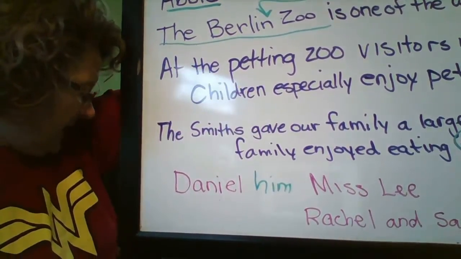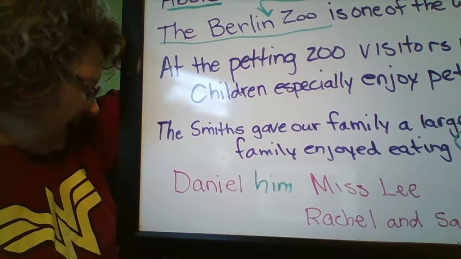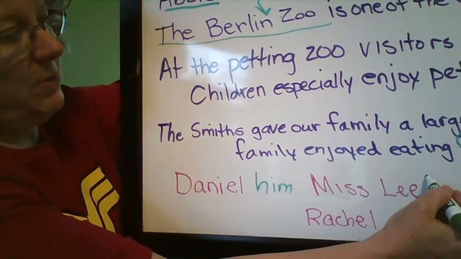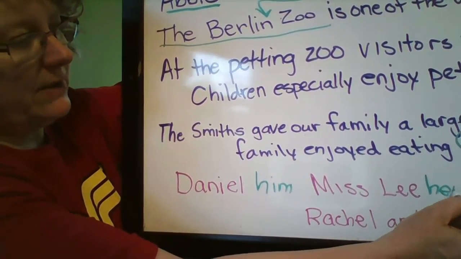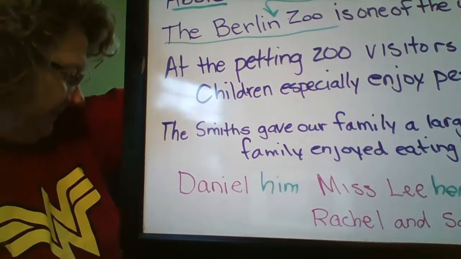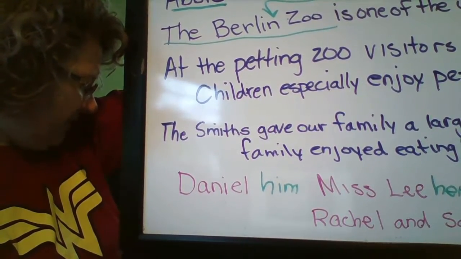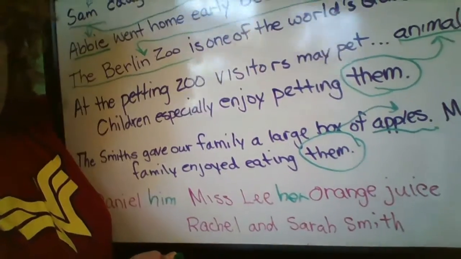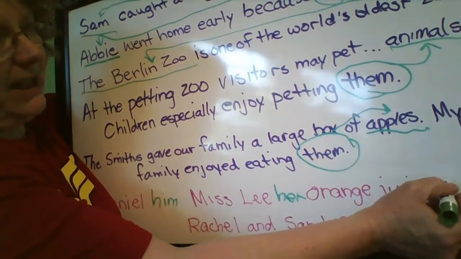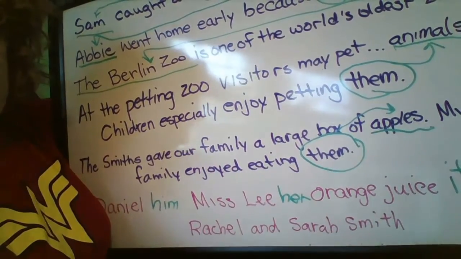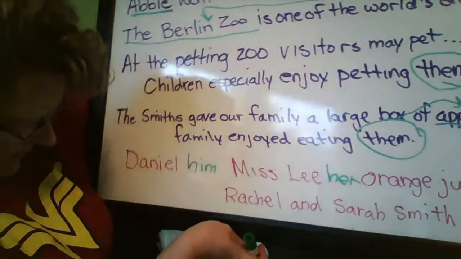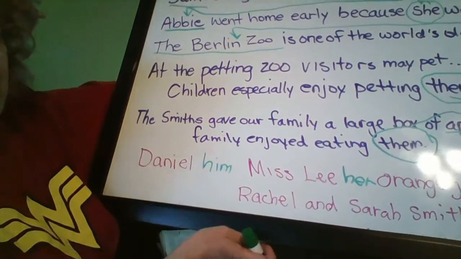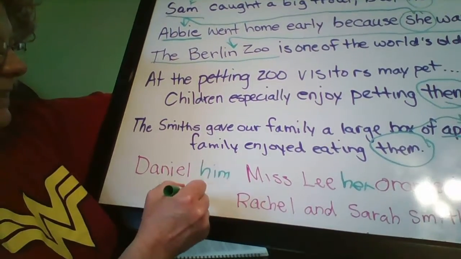Miss Lee, draw a picture and make a get well card for Miss Lee. Well, in this case, it would be for her, because that would make sense. Next one, I spilled orange juice on my clean shirt. Orange juice is a thing, so we would use the word it. I spilled it. And finally, have you met Rachel and Sarah Smith? Have you met them?